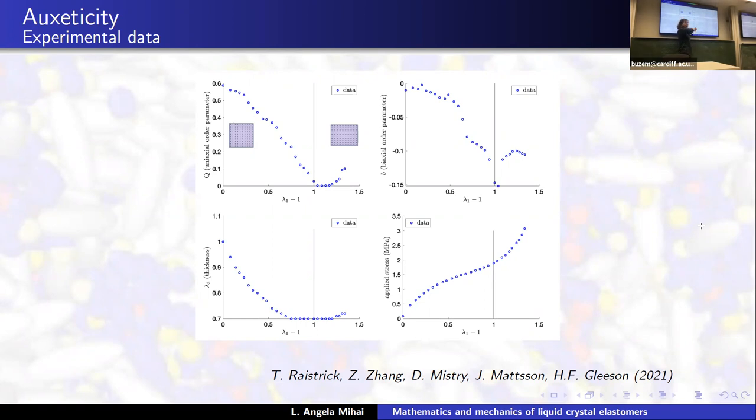Then almost instantaneously, the director flips and orients parallel to the applied force. In this case, the order parameter begins to increase, so again the material becomes more and more ordered. Also, it was observed that there is some biaxiality appearing. The biaxiality B has a negative value, increasing in magnitude as the deformation progresses, and then decreases again. So biaxiality was also measured.